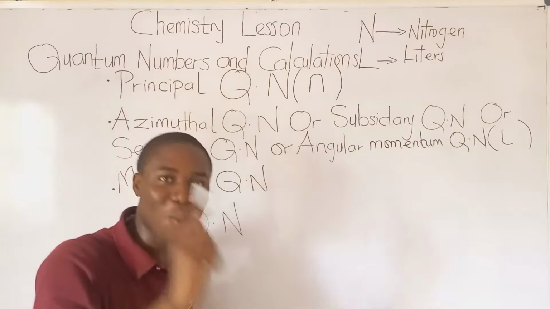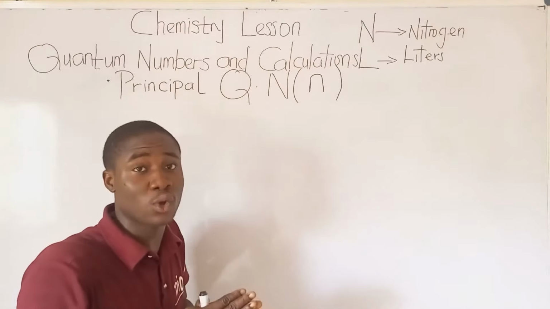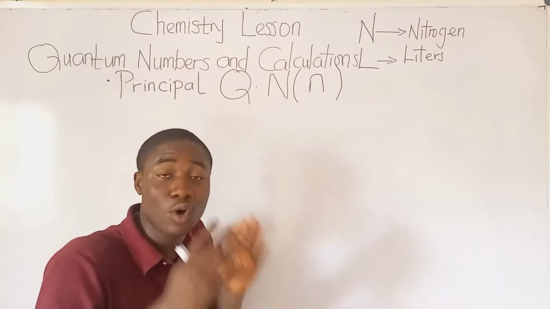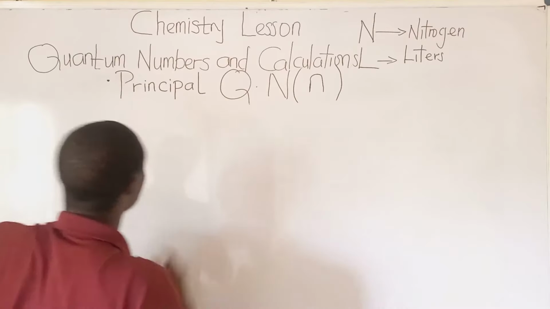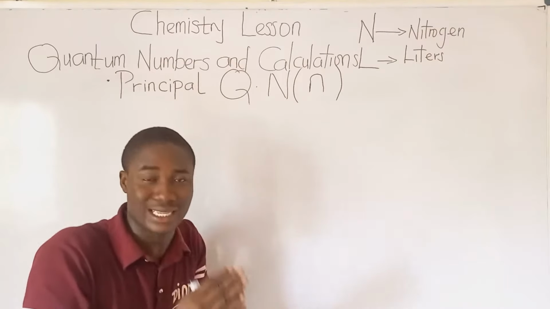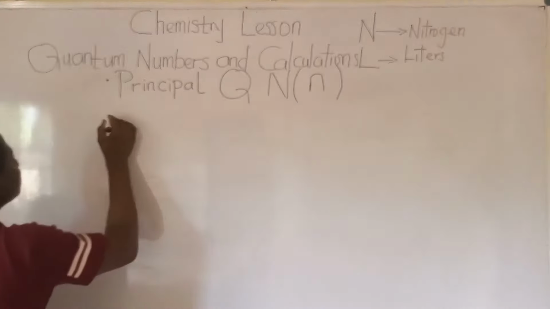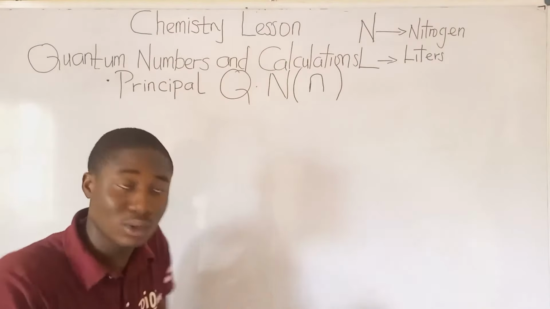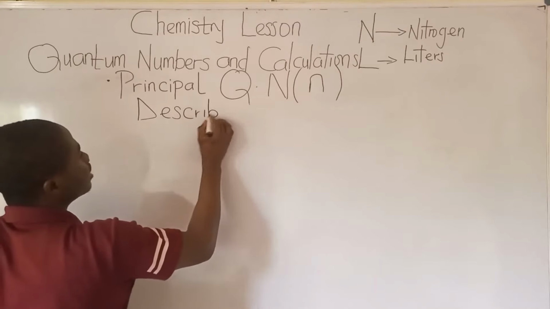So guys, let's quickly start with the first quantum number, called the principal quantum number. Understanding the concept of the principal quantum number is very, very important. So let's see how it goes. Now, we already said that the principal quantum number is denoted with the symbol n. It must be noted that the principal quantum number describes various concepts. So what does the principal quantum number describe? That's what we'll be discussing right now.